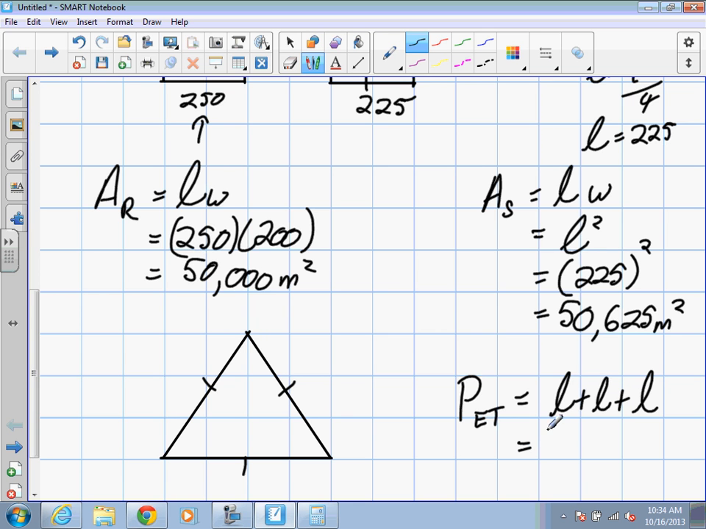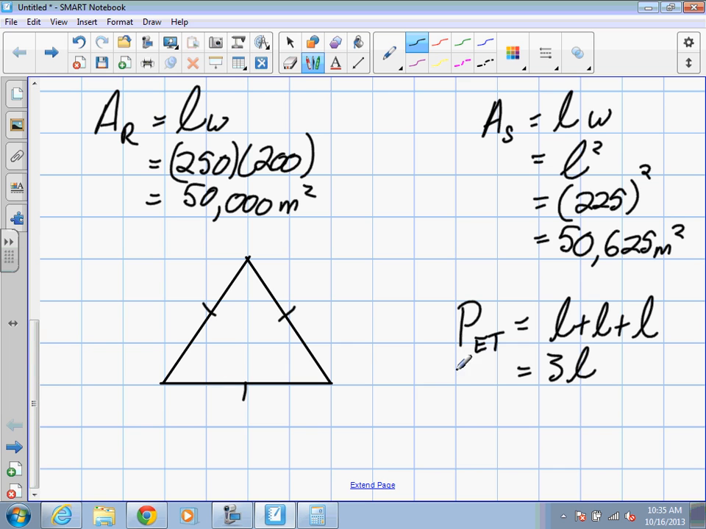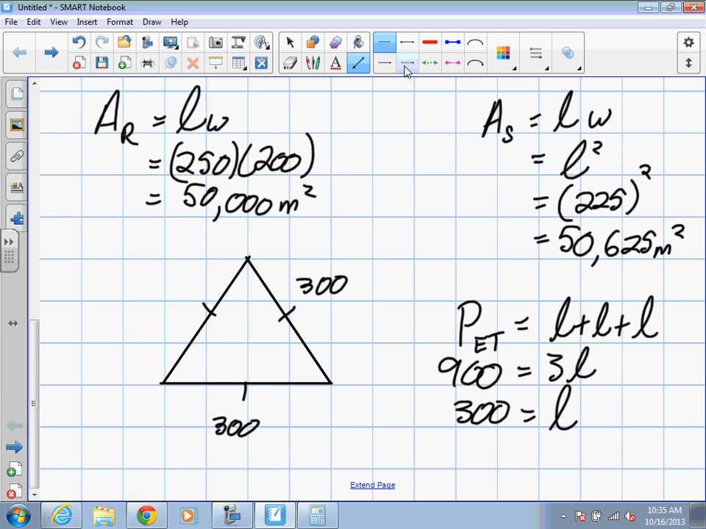What was our perimeter? What was our constraint? 900. So what are the lengths in this case? That's right, 300. Now, this is a little harder to calculate. Does anyone remember how we calculate the area of a triangle? What do I still need to know? I need the height. Okay.